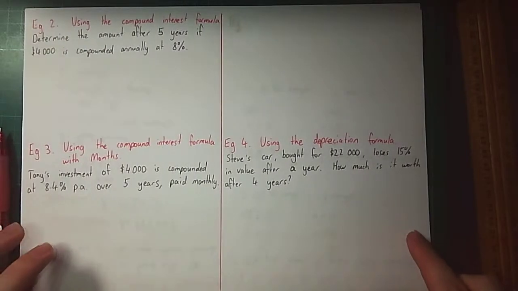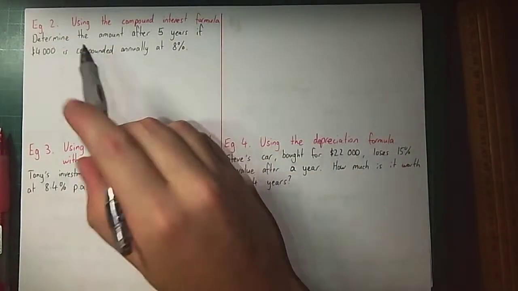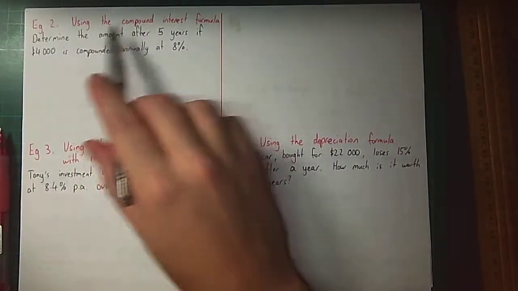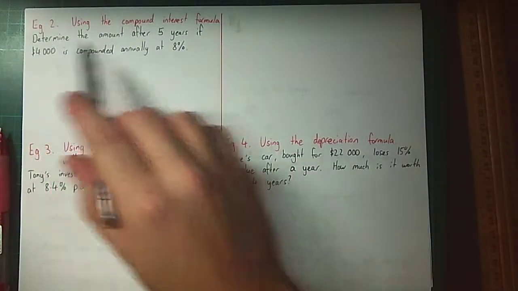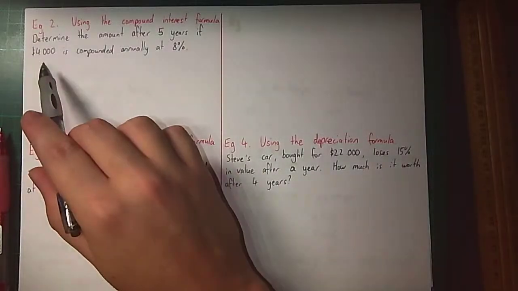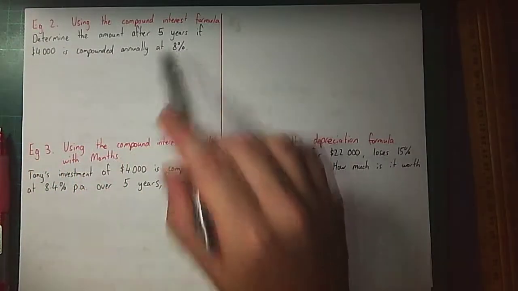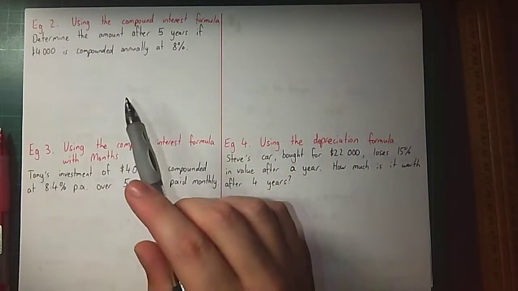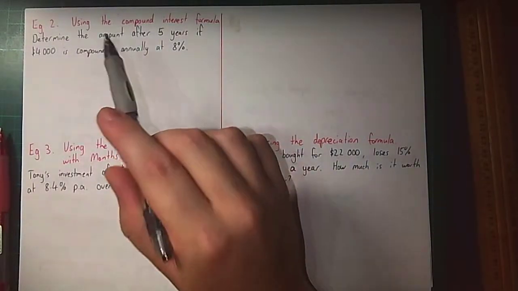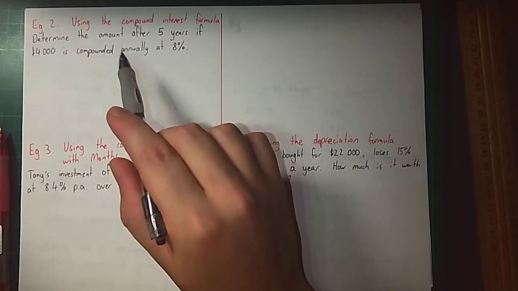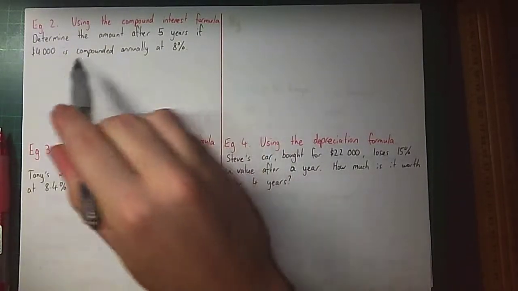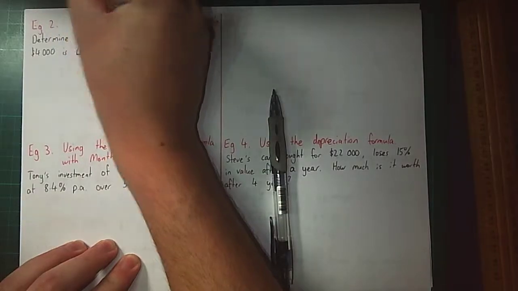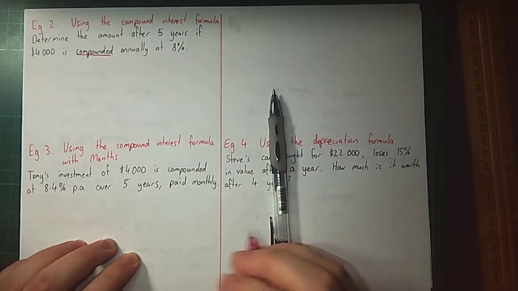Okay, so the first thing we're looking at when interpreting a question to apply our formula, using the compound interest formula, it says determine the amount after 5 years if $4,000 is compounded annually at 8%. Now, aside from a couple of key words, you don't know necessarily if this is a compound interest formula question or a simple interest formula question. However, as it says compounded, that tells us it's the compound interest formula. That's the key word there.